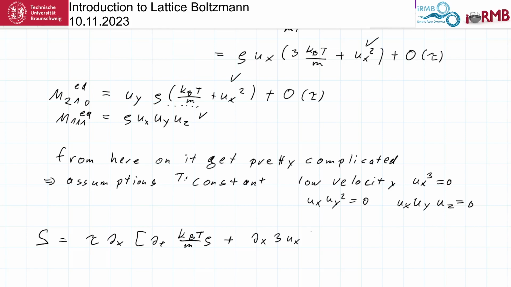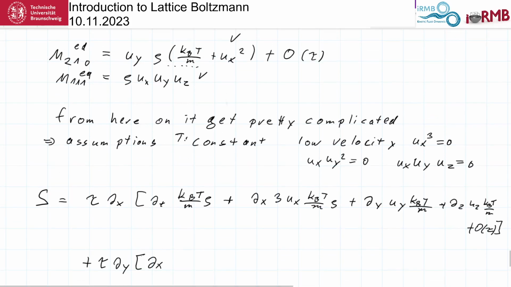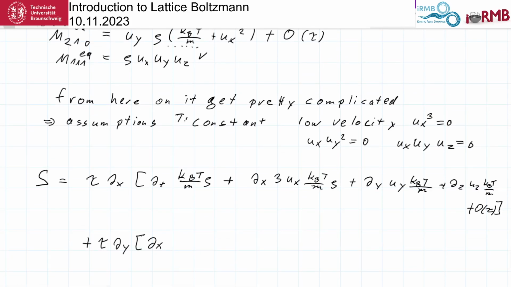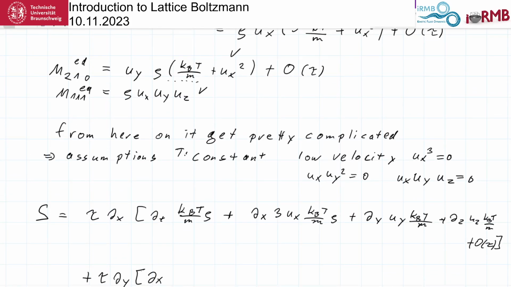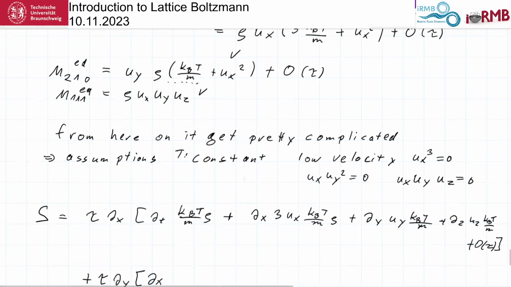Dx 3ux K Boltzmann T divided by M rho plus dy uy K Boltzmann T divided by M plus dz uz K Boltzmann T divided by M, and actually I have to get here something of the order of tau in addition, plus tau dy dx. So there is no time derivative here anymore, because the time derivatives of the other guys are all disappearing when we assume that the velocity is small. Yeah. So because we are now looking, yes, we are looking at this guy.